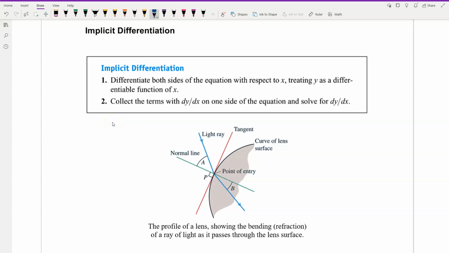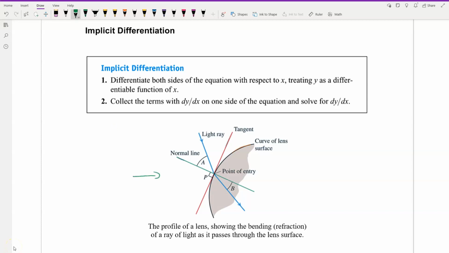Implicit differentiation. Here, first we have to differentiate both sides of the equation with respect to x, treating y as a differentiable function of x. The next step, collect the terms with derivative of y with respect to x on one side of the equation and solve for derivative of y with respect to x.